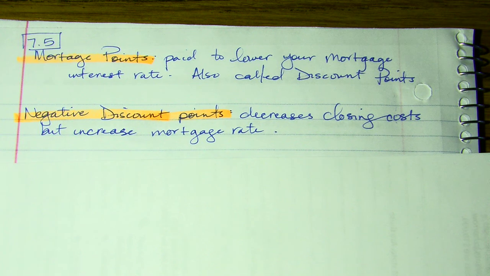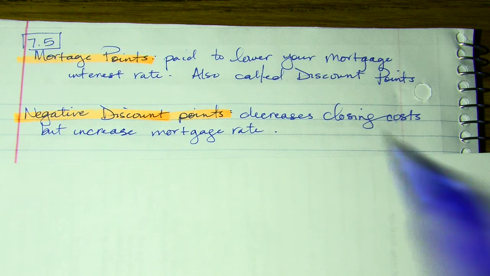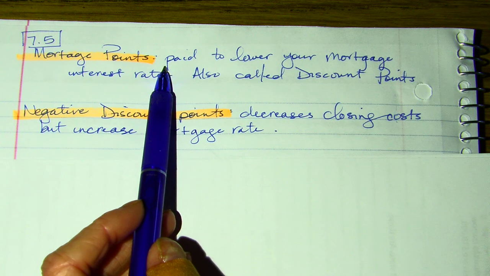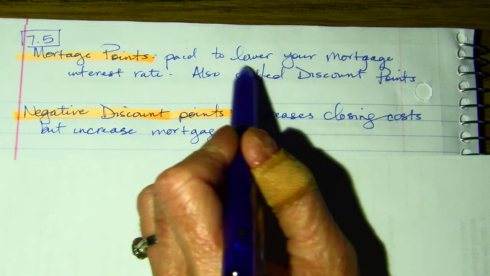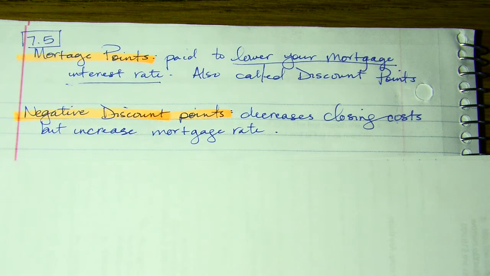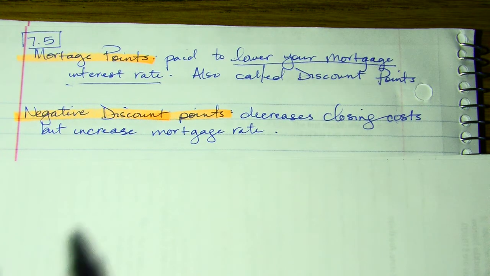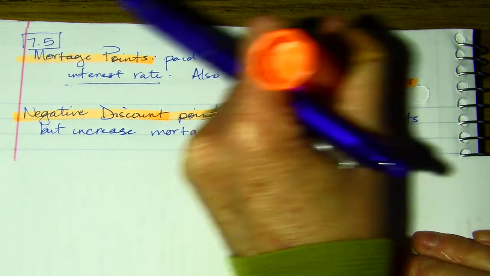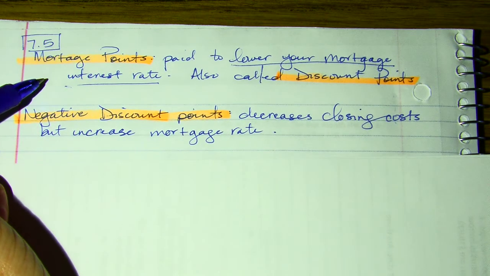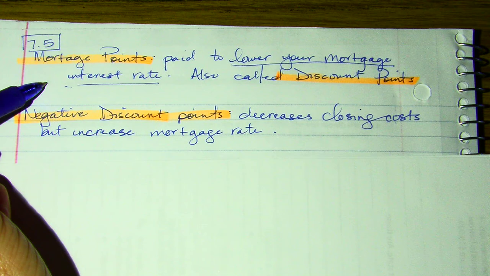So 7.5 covers two topics, mortgage points and negative discount points. Mortgage points is when you pay a fee up front to actually lower your mortgage interest rate. These are also called discount points. So you pay up front to lower your interest rate.